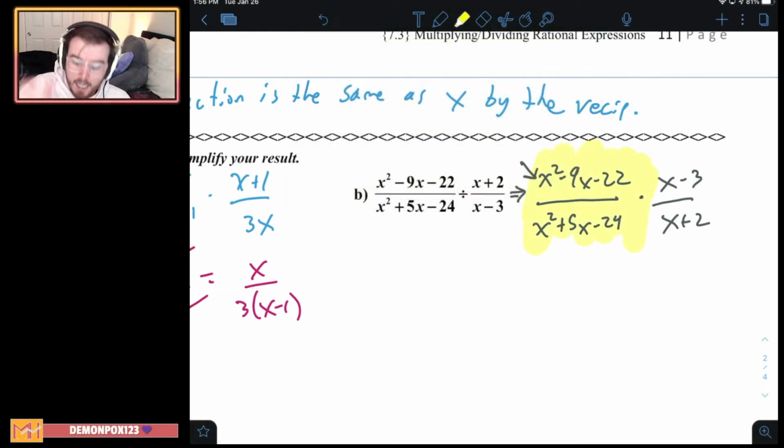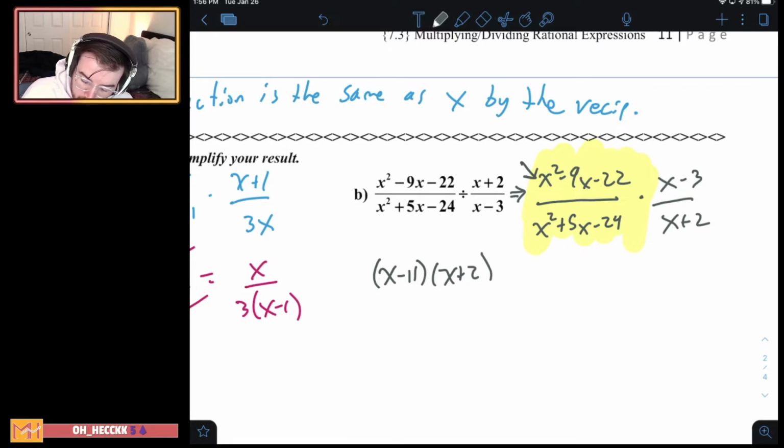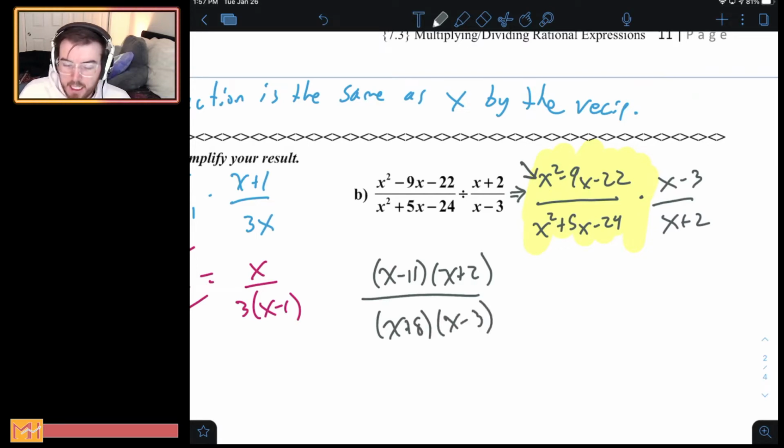So you factored the top. You answered that question. You should have got x, what multiplies to negative 22 and adds to negative 9. That is negative 11 and positive 2. Negative 11 plus 2 is negative 9. Negative 11 times 2 is negative 22. I only asked you for the top, but the bottom is what? Positive 8 and negative 3. 8 times negative 3 is negative 24. 8 minus 3 is 5.